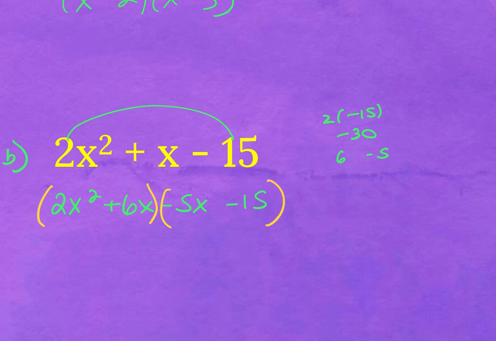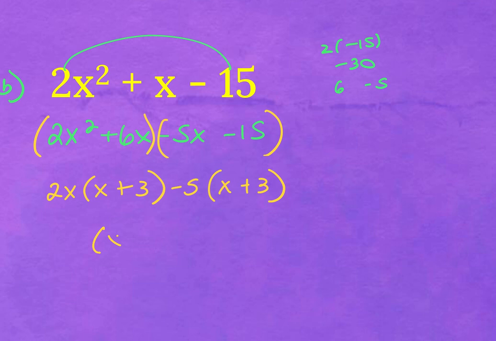From the first set of parentheses, I can take out a 2x. And I get x plus 3. Second set of parentheses, I need to change my signs. So I'm going to take out a -5. And I get x plus 3. And then I get x plus 3 and 2x minus 5.